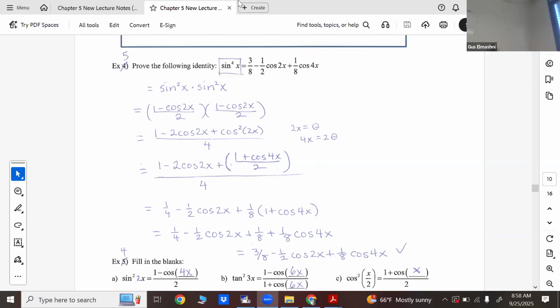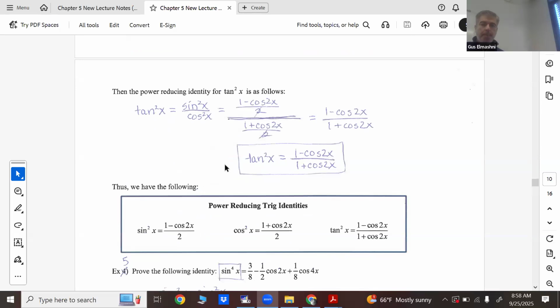Here you go, cosine squared 2x. Now we know that if it changes to 1 plus 4x, so 2. How do I know that? Because of what we just did earlier, over here.